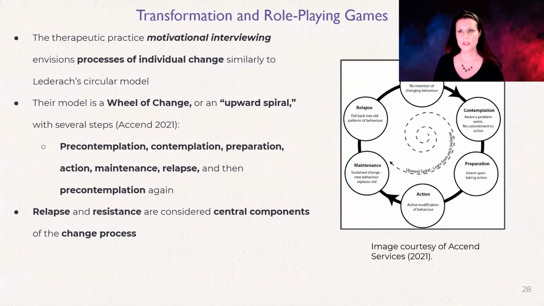And this wheel of change has several steps. So there's the pre-contemplation step, where the person really doesn't have any intention of changing their behavior. Then there's the contemplation, where people are aware there's a problem that exists, but there's no commitment to action. Then there's the preparation. So remember, we talked about preparation with liminality. So this intention to take action. There's the action itself, which is an active modification of behavior. So we don't even modify behavior in this model until step 4. That's how difficult it can be to change our behavior, even if we want to.